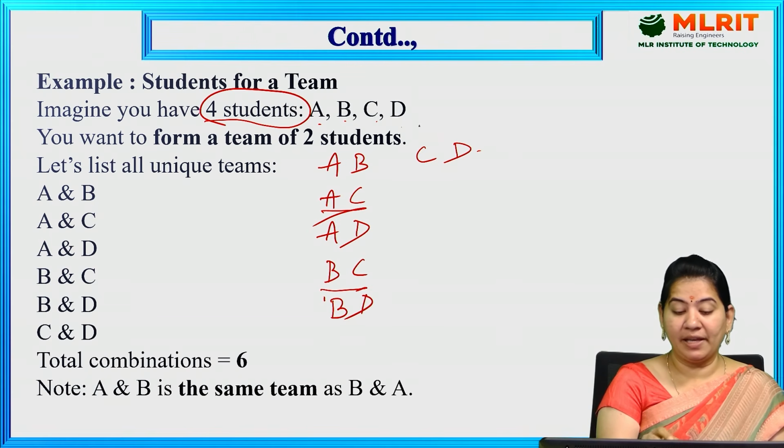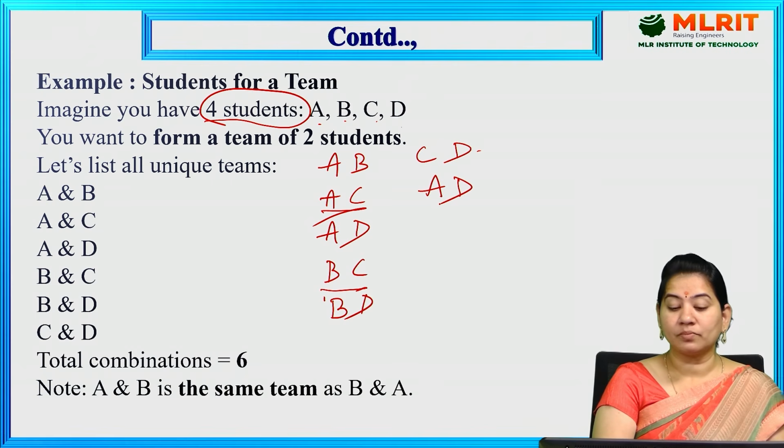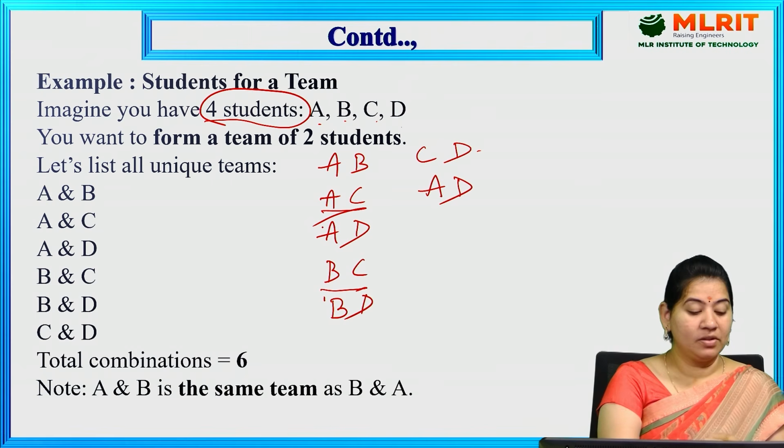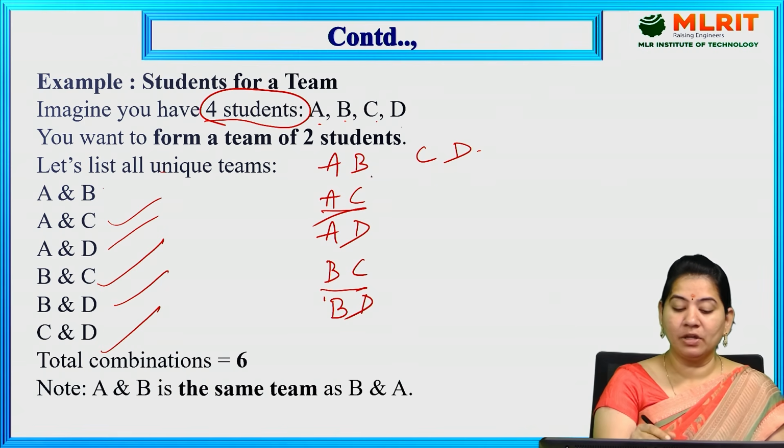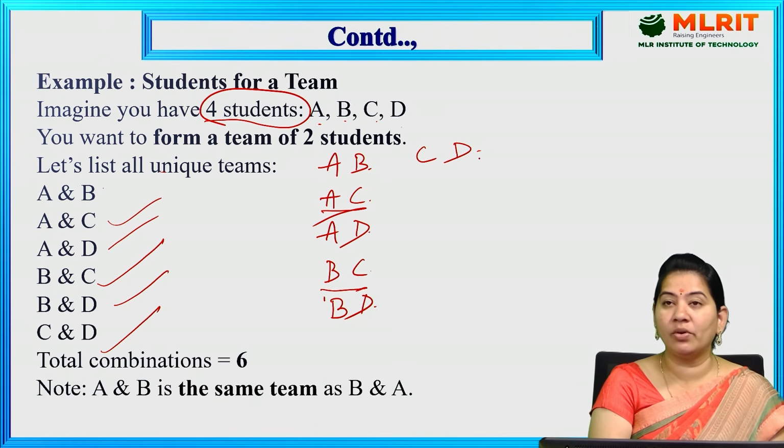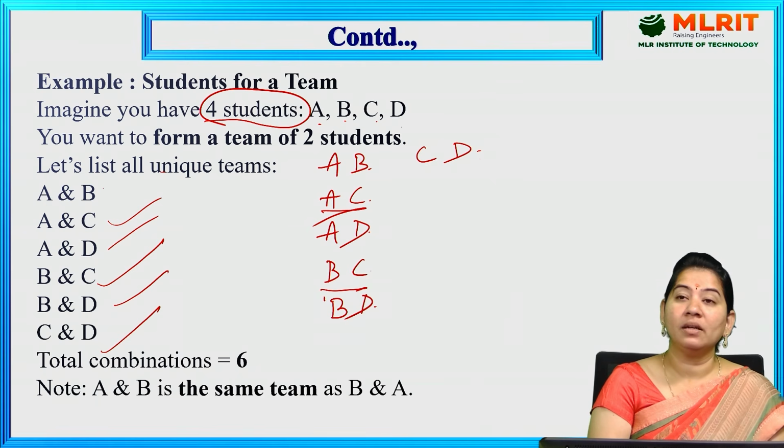So now BD, and even here you can take AD also. So AB, AC, AD and here BC, BD and CD. So even AD is also done, right? So here how many combinations do we have? 1, 2, 3, 4, 5, 6. Total 6 combinations as we are going to take 2 at a time here.